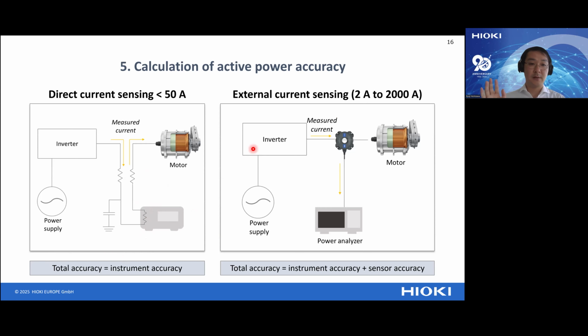On the right, we see external current sensing, which is common for larger current, but it is also possible to measure low current, from 2 amperes to 2000 amperes. Our external sensors detect the current and pass the signal to the analyzers. In these cases, the total accuracy equals instrument accuracy plus sensor accuracy.